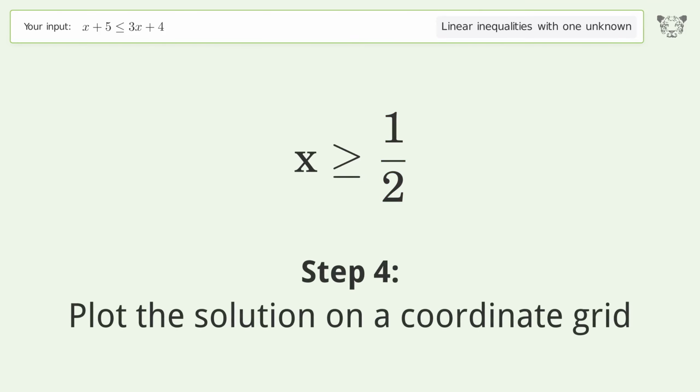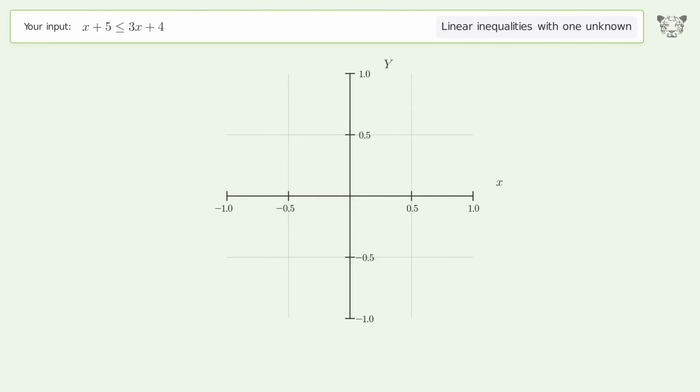Plot the solution on a coordinate grid. And so the final result is x equal or greater than 1 over 2.